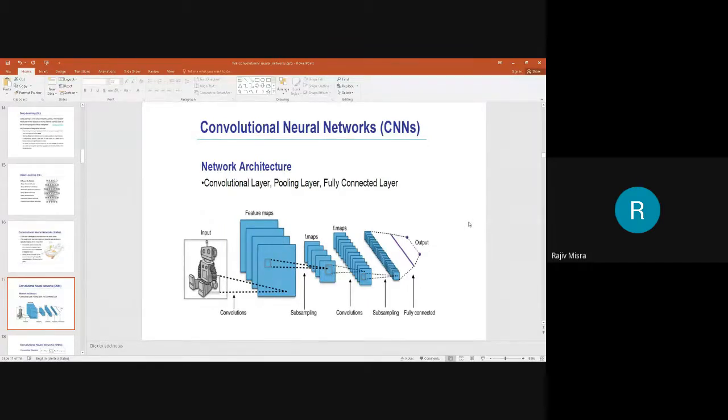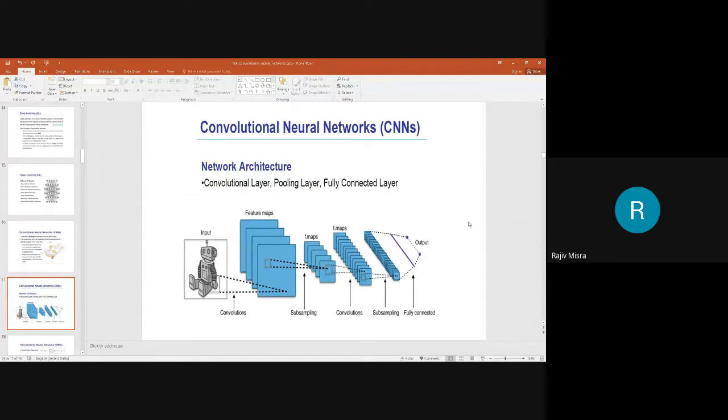So 3 different types of layers are there as far as the convolutional neural network architecture is concerned: convolutional layer, pooling layer, and fully connected layer. We will understand this in more detail. What do you mean by convolutional layer? What do you mean by the pooling layer? What is fully connected layer?